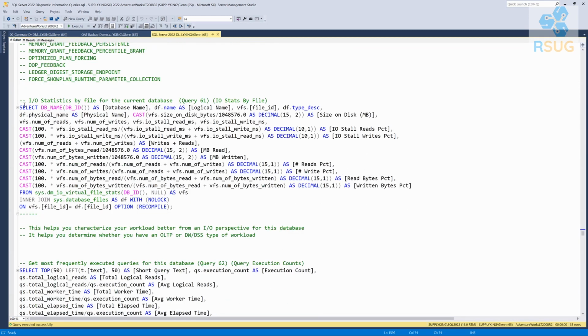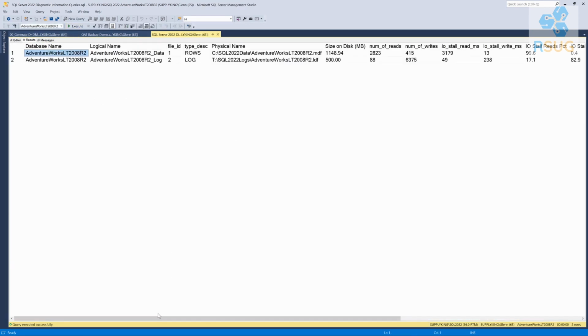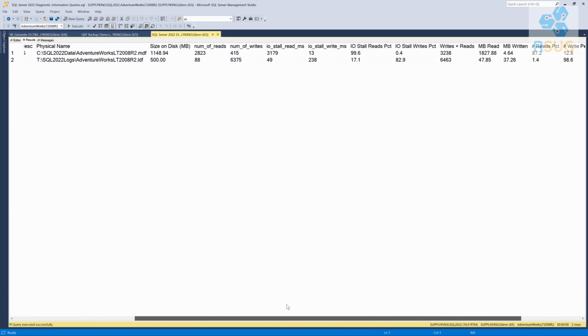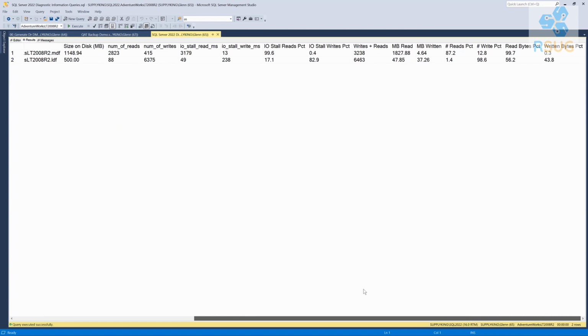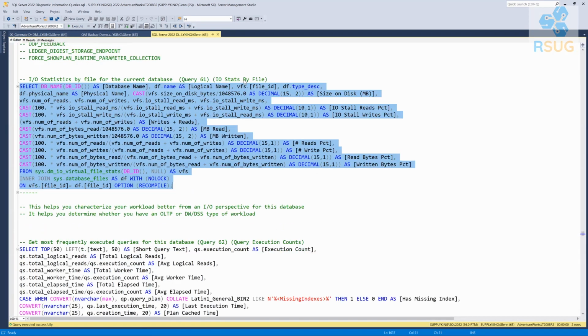Okay, this shows you what's going on with the IO stats for each file in the current database. So again, this helps you figure out, is it more of a reporting workload? Is it more of an OLTP workload? Rather than guessing, you've got numbers. And this helps you decide how to do your storage and how to do compression and how to do indexing.